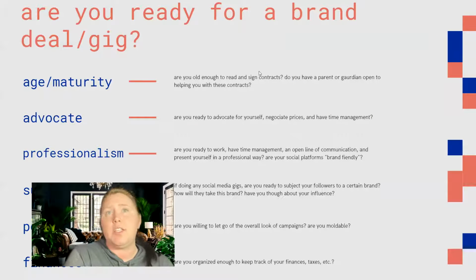Okay, so let's talk about age and maturity. Are you old enough to read and sign contracts? So 18 and older. And just so you know, some states do allow 16, 17, 18 to sign contracts. It just depends, but maturity is also very important as well. Do you have a parent or guardian who's open to helping you with these? If not, then you might not be ready for this, and that's okay.